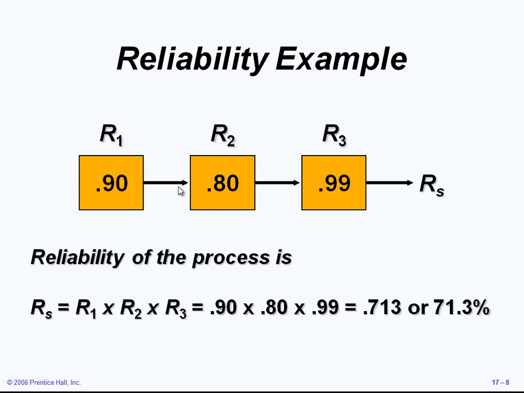So having 3 components decreased the reliability tremendously from the range of 90s or 80s all the way to the range of 70s. And that's what we're talking about in the graph.